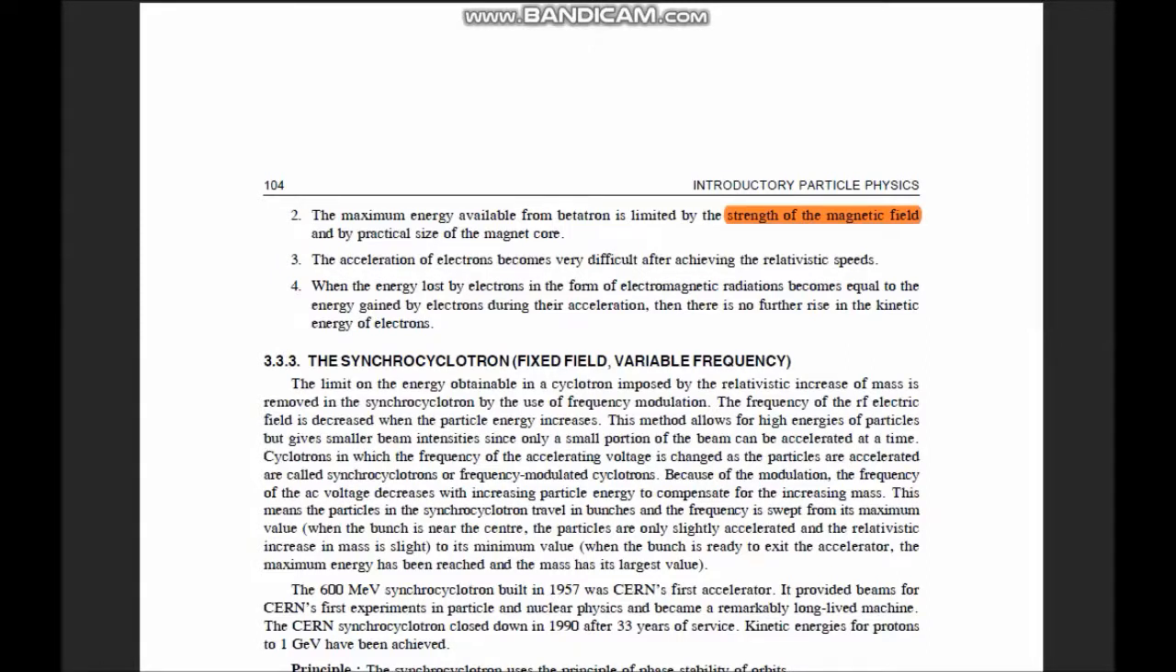So this was about accelerating electrons, and next time we will be studying two more accelerators. One of them is the synchrocyclotron and the other is the synchrotron.